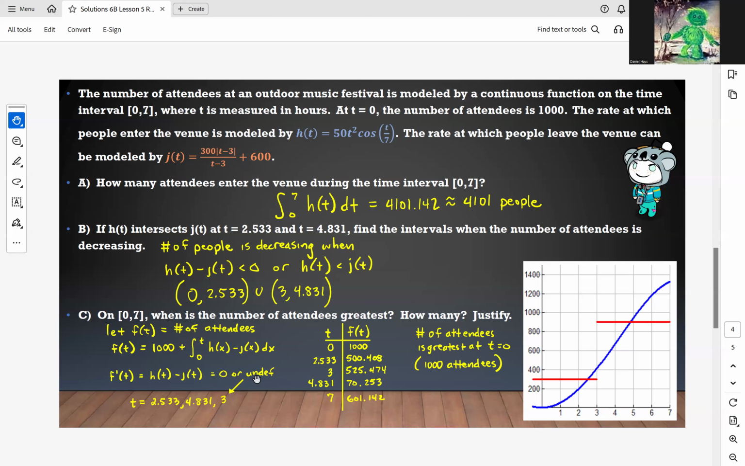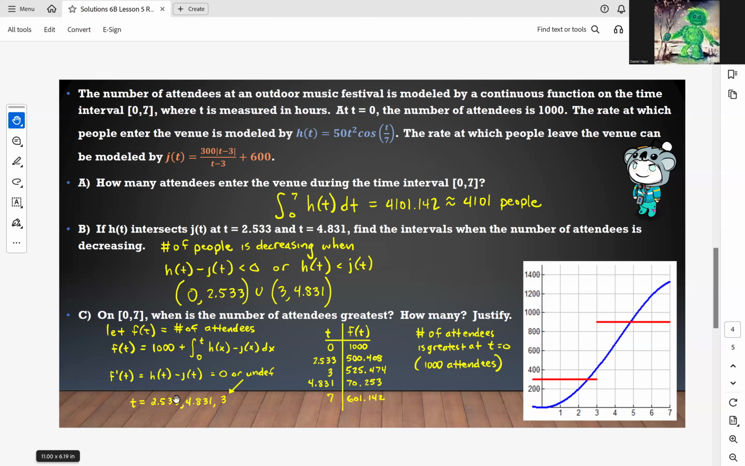We'll set that equal to 0. We'll also consider where it's undefined. And yes, it is undefined somewhere. Look at the j function. That thing is not defined when t equals 3. So therefore, h minus j is also not defined when t equals 3. So 3 is one of my candidates. I'm also taking the same intersections we looked at in part B. Where does h equal j?